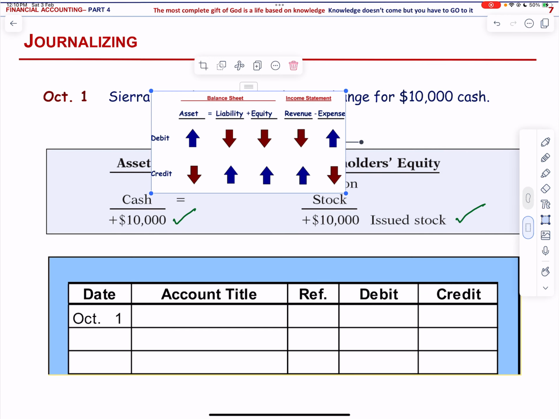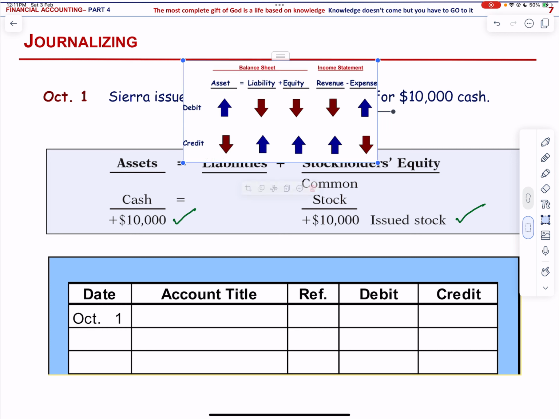So as you can see that the asset cash is increasing, and if asset is increasing, we are going to debit it. And if common stock is going to increase, the equity, if you can remember, under equity we have the common stock. So common stock is also increasing. An increase in equity is credit.